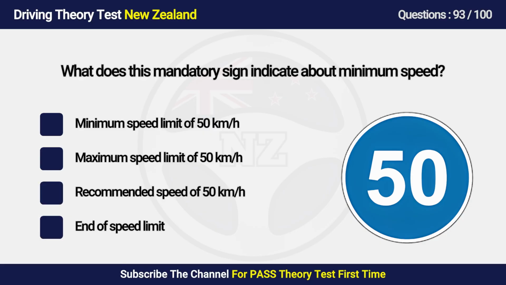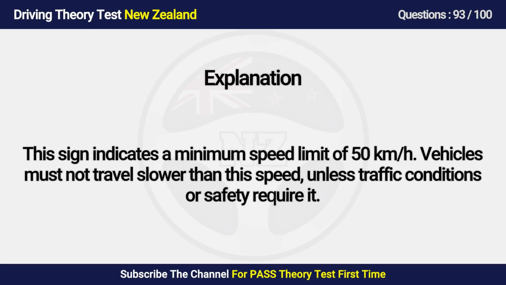Question 93. What does this mandatory sign indicate about minimum speed? A. Minimum speed limit of 50 km per hour. B. Maximum speed limit of 50 km per hour. C. Recommended speed of 50 km per hour. D. End of speed limit. Answer is A. Minimum speed limit of 50. This sign indicates a minimum speed limit of 50. Vehicles must not travel slower than this speed unless traffic conditions or safety require it.